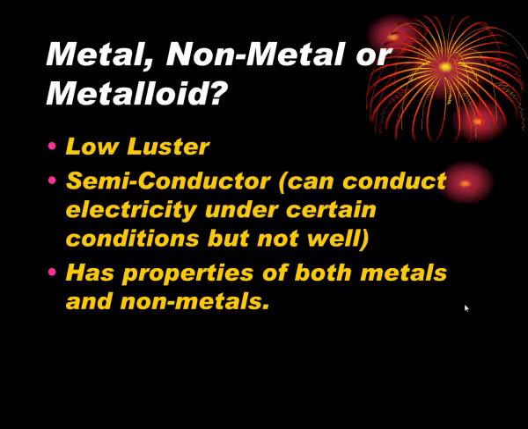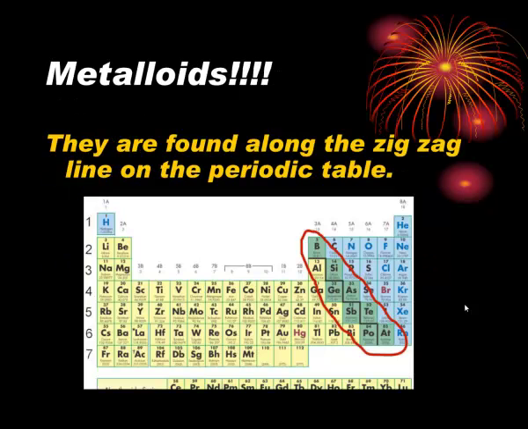Metal, nonmetal, or metalloid. If it has low luster, it's a semiconductor, which means it can conduct electricity under certain conditions, but not very well. And it has properties of both metals and nonmetals. Metalloids. They are found along the zigzag line on the periodic table. Every periodic table has a zigzag line, and this is what helps you identify where the metalloids are.